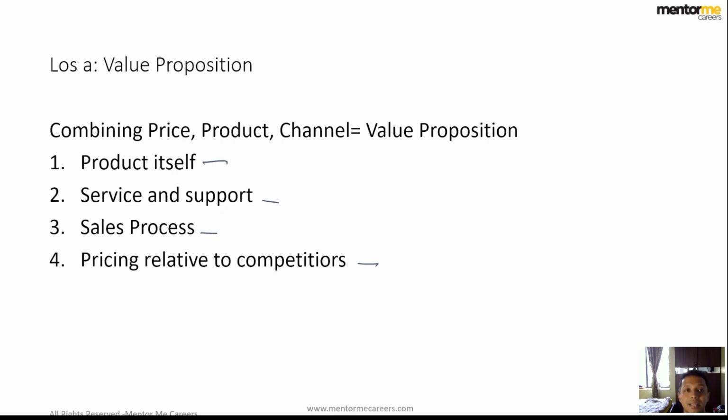So I will end this lesson on the value proposition, and we'll take up the next lesson. We'll speak about value chain analysis, because this lesson is already extended, so I don't want to really bore you beyond a level.